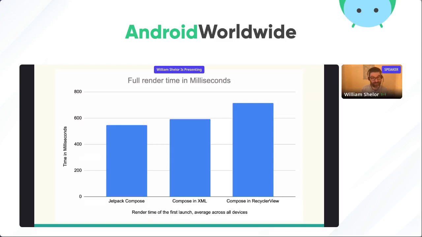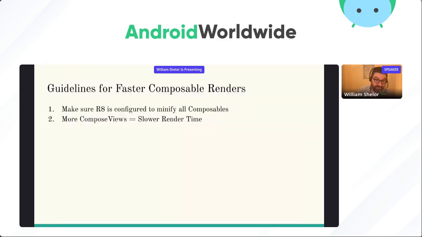Previously, we'd been working on converting one element at a time. Instead, we decided to take the plunge and go ahead and convert most of our main experience at one time into a single compose view. So this brings us to our second performance guideline. In compose testing, more compose views increase the amount of time that it took things to render.